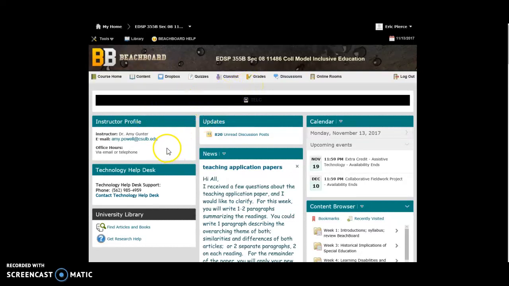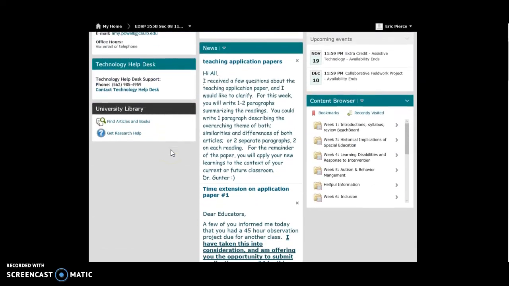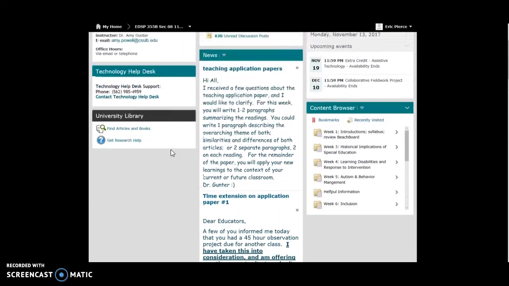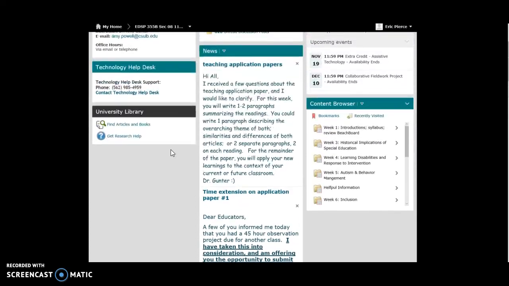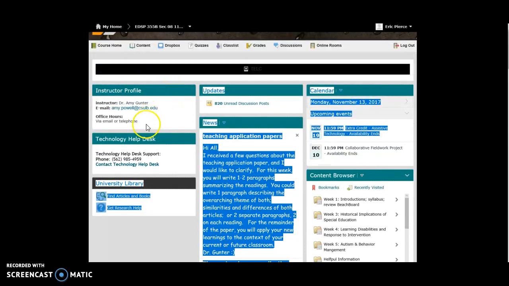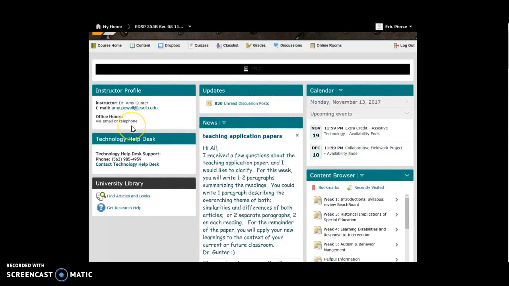First of all, you can see this is the Beachboard class. This is the Beachboard class information, set up with online rooms, grades, discussion posts, etc. As you can see, it has a basic feel to it. It has what she usually emails also in theirs. And if you notice, there is no office hours, so you have to email her, and that's been one of my issues with emailing her.